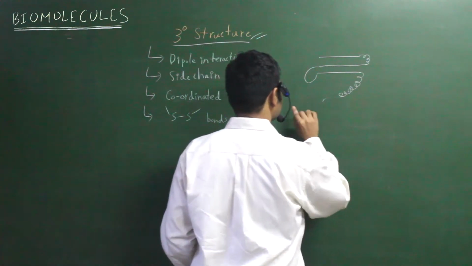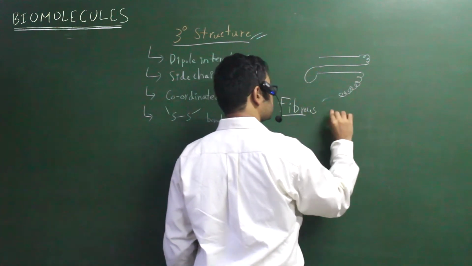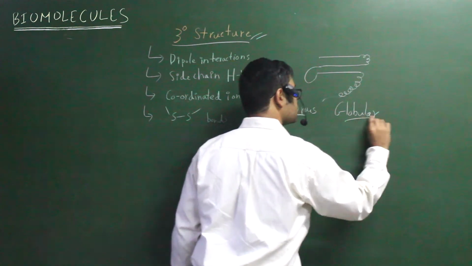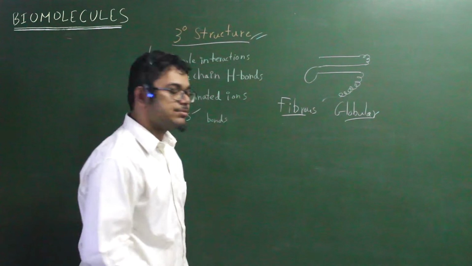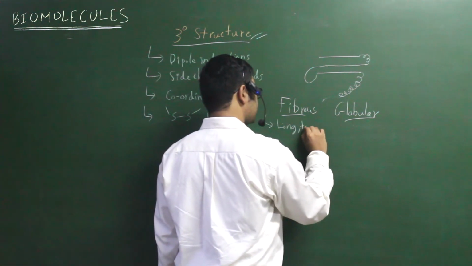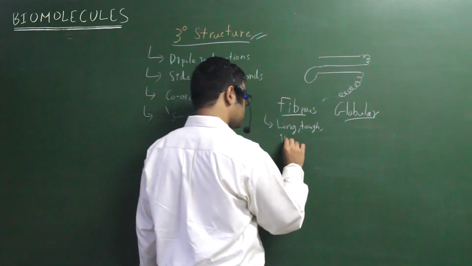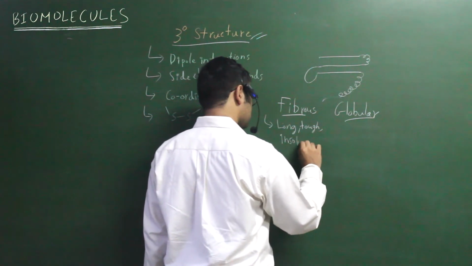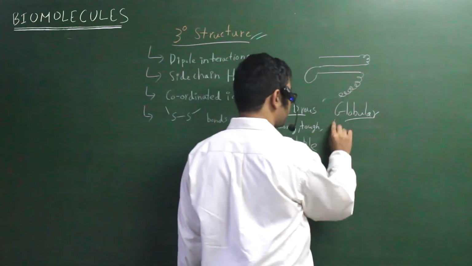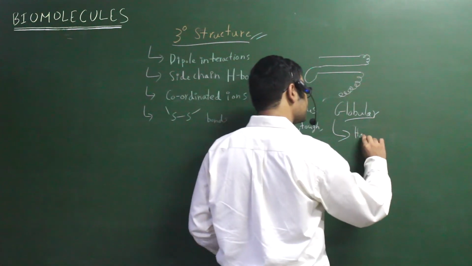There's the fibrous variant and the globular variant. The fibrous and the globular. Okay, the fibrous is long, tough, and generally speaking insoluble. We have that same old example of keratin here, which we studied for so long. And globular proteins like say hemoglobin, that's where the globin comes from, by the way.